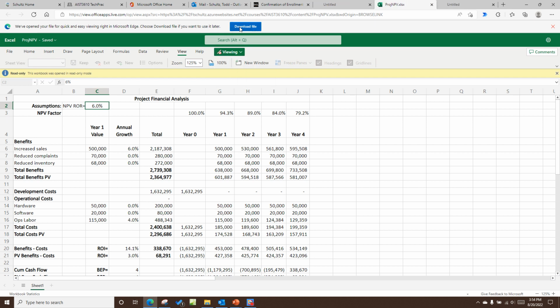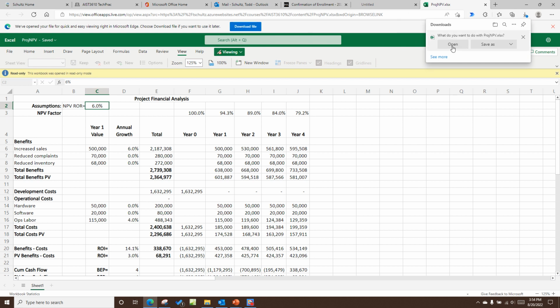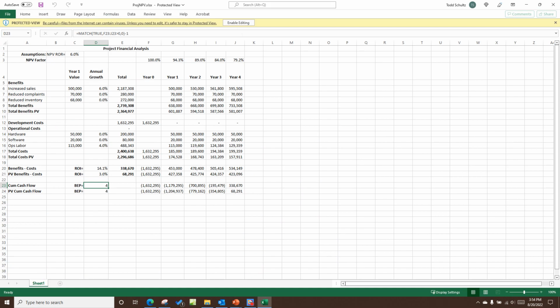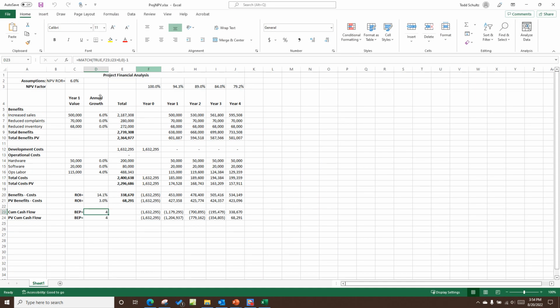I know it kind of did it in the web for me. And there's probably a way. Now I've downloaded it into real Excel and enabled editing. Okay, so it's the same spreadsheet now in real live Excel.